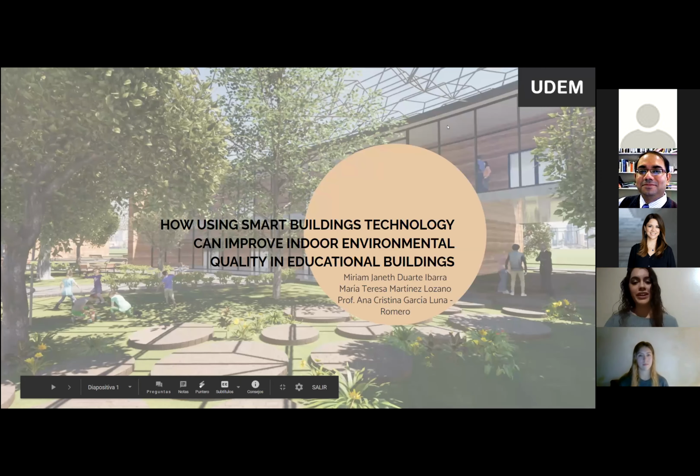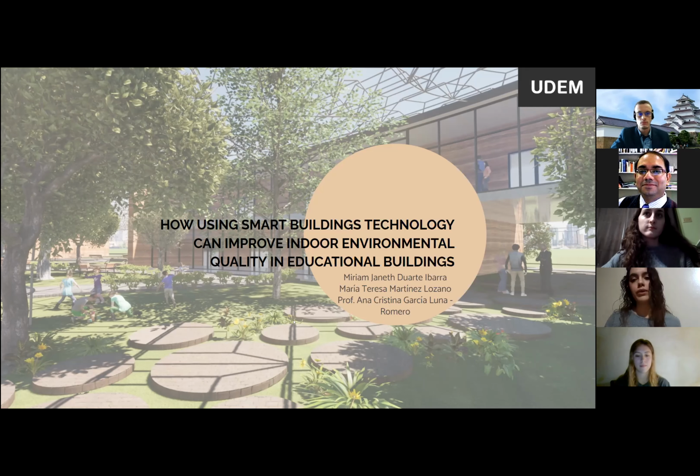And as we already mentioned, we are going to present how using smart buildings technology can improve indoor environmental quality in educational buildings. So we are going to explain how an educational building must integrate smart building strategies to ensure indoor environmental quality, and how thermal, acoustic, visual comfort, and indoor air quality are to be considered. Otherwise, the buildings could develop the sick building syndrome, which we will explain next.